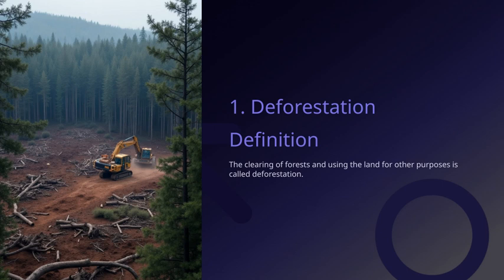environment. Trees are crucial because they absorb carbon dioxide, support biodiversity, and help maintain the health of our ecosystems. When we clear forests, we're not just losing trees, we're also disrupting the balance of nature and contributing to climate change. Throughout this presentation, we'll see how deforestation connects to larger issues like global warming and loss of biodiversity, making it a critical topic to understand.